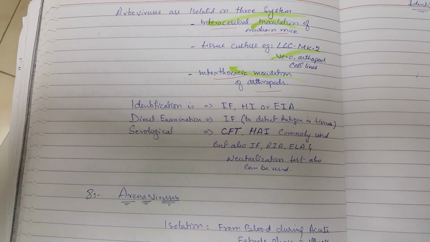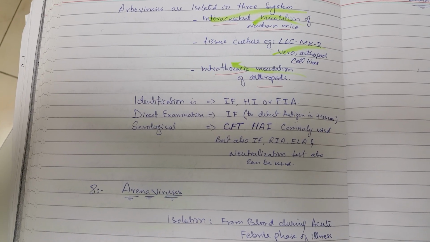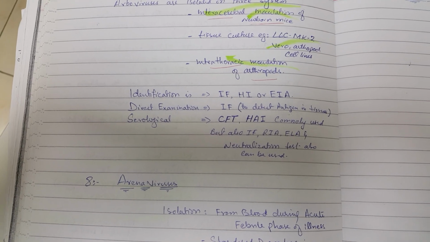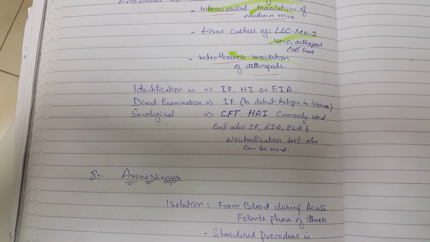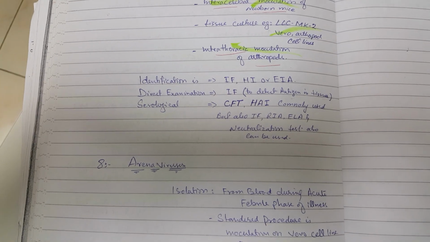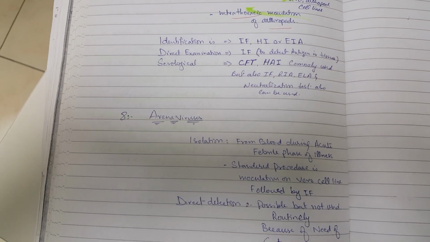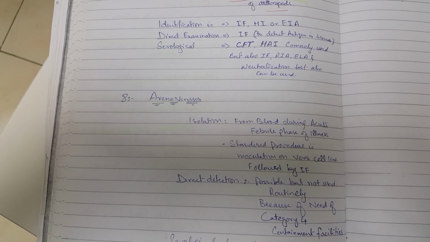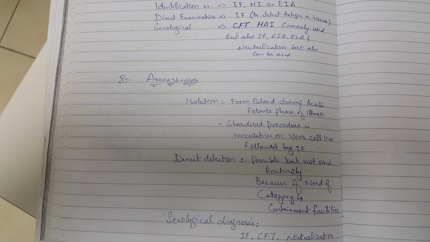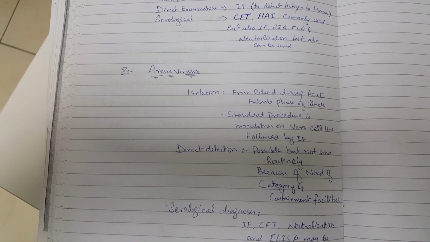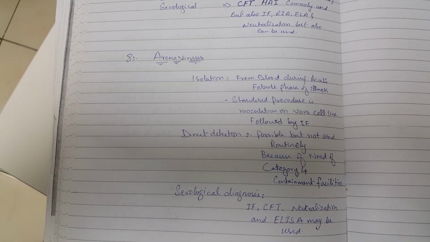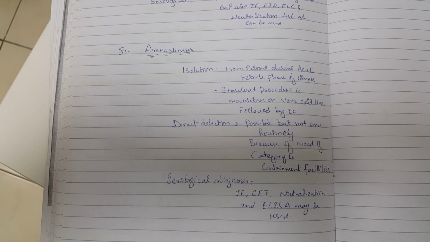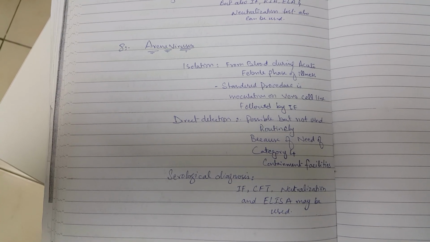We use immunofluorescence to detect the antigen in the tissue. Serologically, we can use hemadsorption inhibition, commonly used, but also immunofluorescence, radioimmunoassay, and neutralization test. In arenaviruses, isolation is from the blood during the acute febrile phase of illness, and the standard procedure is inoculation on the Vero cell line followed by immunofluorescence. Direct detection is possible but not used routinely because of the need for a category 4 containment facility. Serological diagnosis is by immunofluorescence, complement fixation, and neutralization.